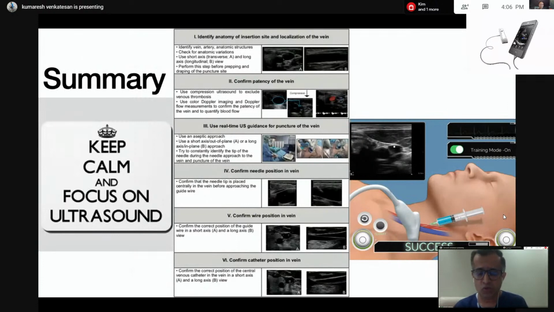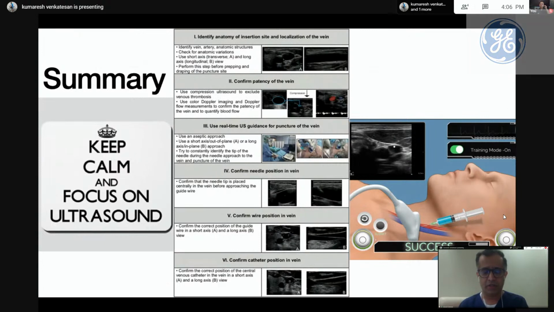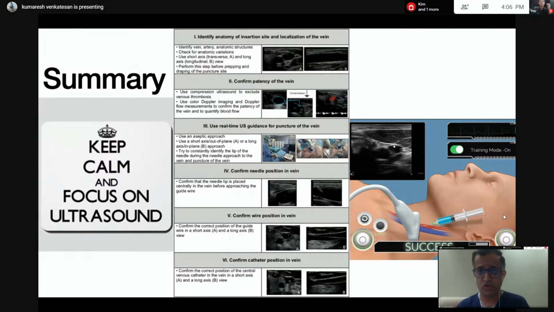Okay, so to summarize, we talked about the evidence for the indications of central venous cannulation, and the evidence to support the use of ultrasound for central venous cannulation. We talked about how we optimize the images. We talked about the algorithmic 6-step approach to perform central venous cannulation safely and to minimize complications. And that brings us to the end of this presentation. Thank you very much for your attention.